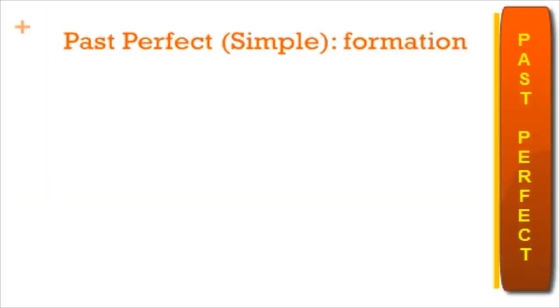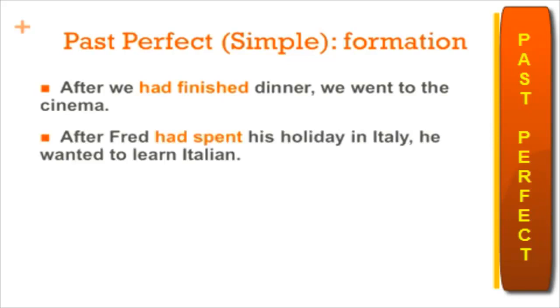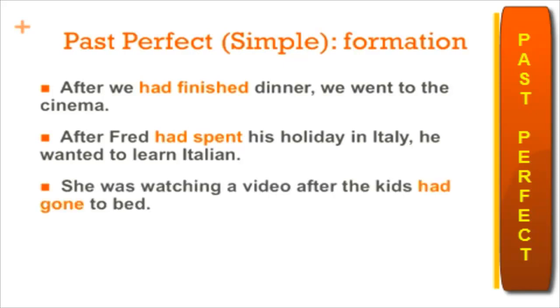Now, this is the formation of the past perfect. Formation means how do you actually build this tense. Let's have a couple of sentences to start with. After we had finished dinner, we went to the cinema. Had finished is your simple past perfect here. Or after Fred had spent his holidays in Italy, he wanted to learn Italian. And had spent is your simple past perfect. And a third one, she was watching a video after the kids had gone to bed. And had gone is your past perfect here.